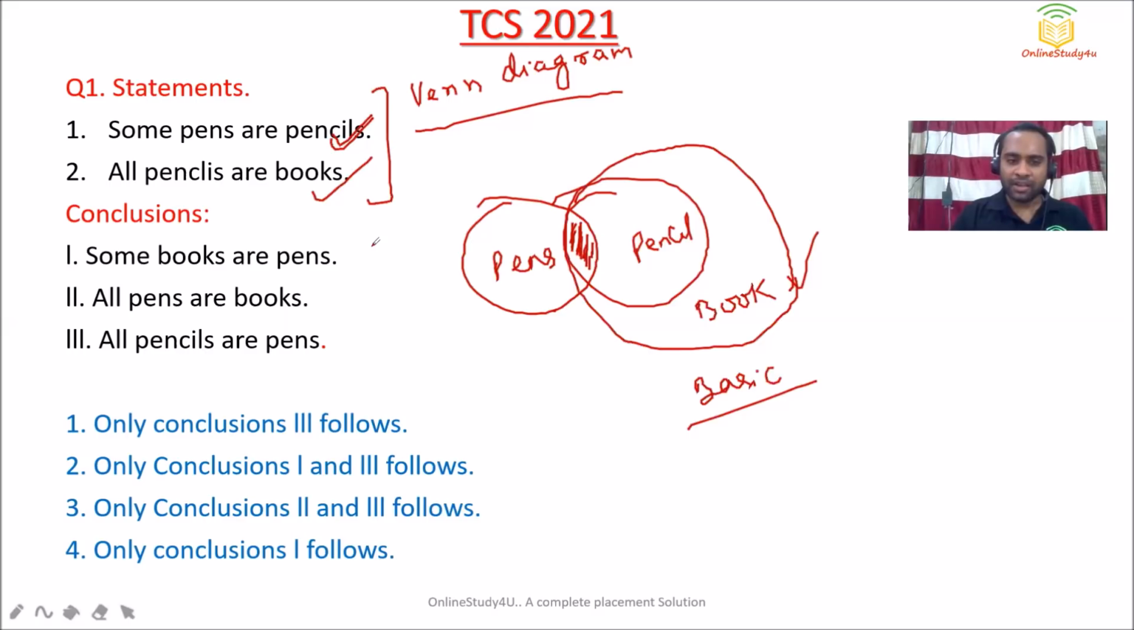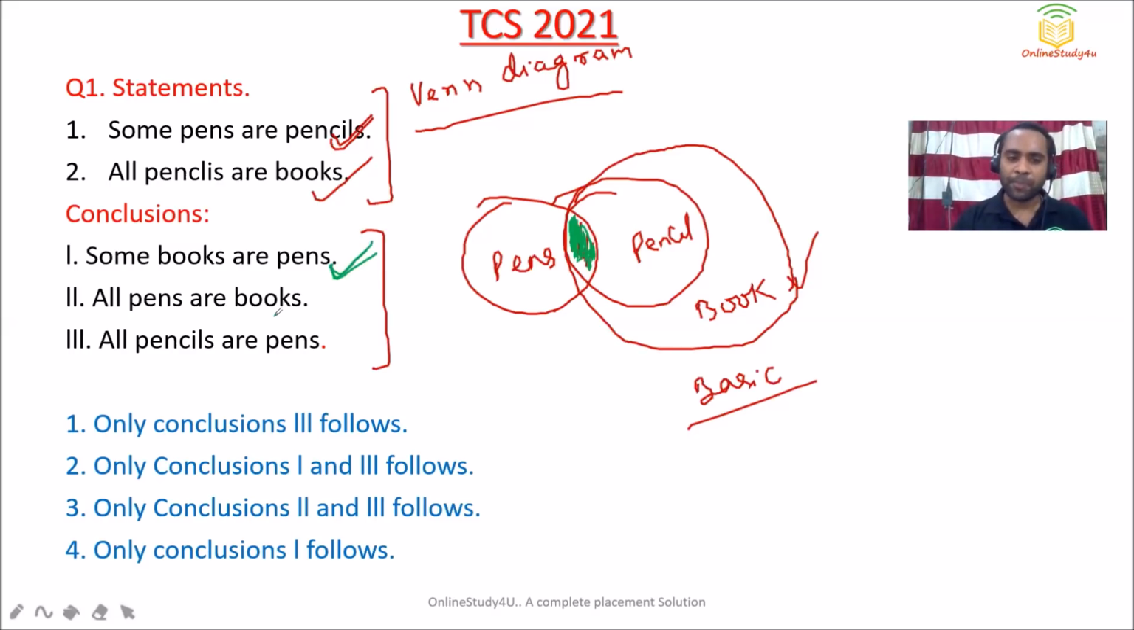So what are the conclusions that we need to check now? Okay, so let me pick some other color pen. Some books are pen. So let us see. You could see book and pen, right? They both are sharing some common place. So some part of book is in pen and some part of pen is in book. So we can say some books are pen is very much true, very much correct. So your conclusion 1 follows.